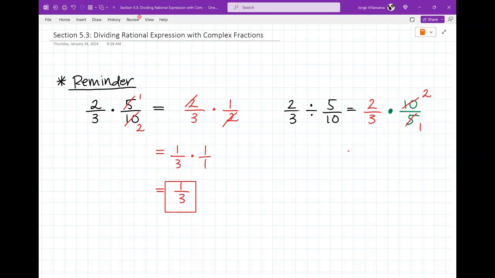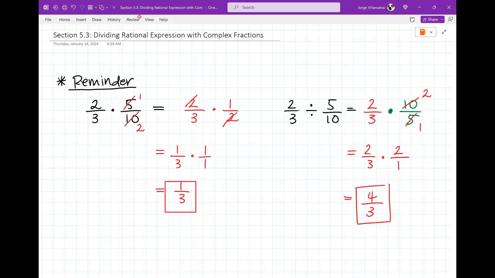Let me rewrite this. 2/3 times 2/1. Can I cancel the 2's? No, right? That's horizontal. You can't do that. Vertical or diagonal. Can I cancel anything else out? No. So I'm just going to multiply straight across. 2 times 2 is 4. 3 times 1 is 3. And there you go.